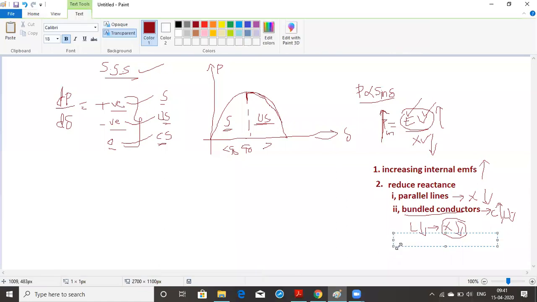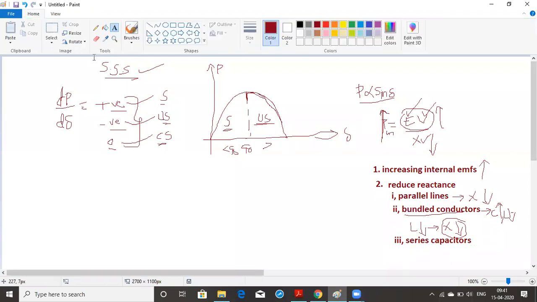Next, we also have another method, the last method: using series capacitors. For example, if I'm using series capacitors, what happens? For a transmission line with a value of X, I'm going to use a capacitor in series with it. So this value will be minus, we have X1, and this one will be X2.